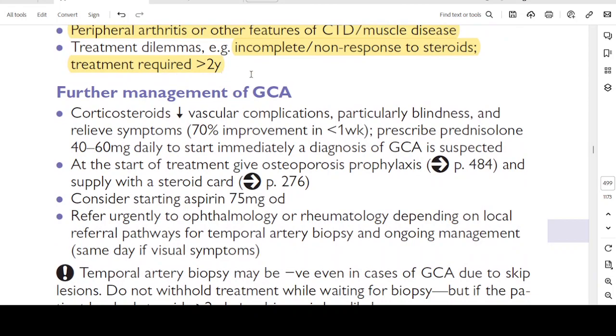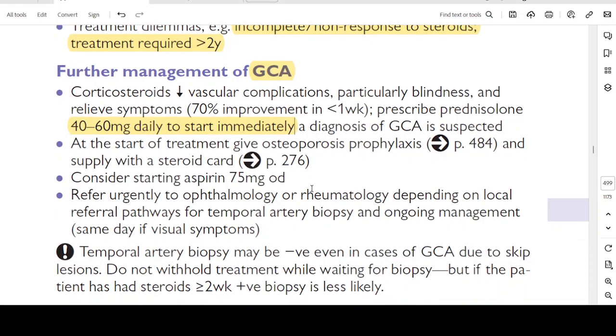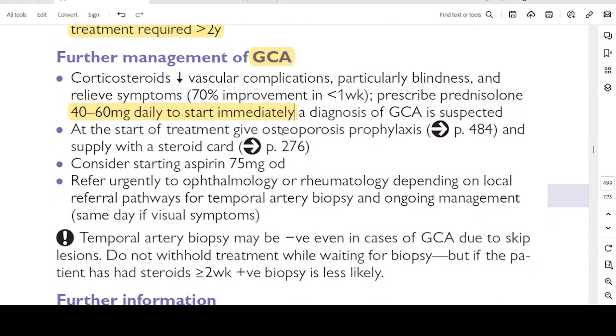Further management of giant cell arteritis. Corticosteroids decrease the vascular complications, particularly blindness, and relieve the symptoms, with 70% improvement in less than 1 week. Prescribe prednisolone 40 to 60 milligrams daily, to start immediately when a diagnosis of GCA is suspected. At the start of treatment, give osteoporosis prophylaxis and supply a steroid card.